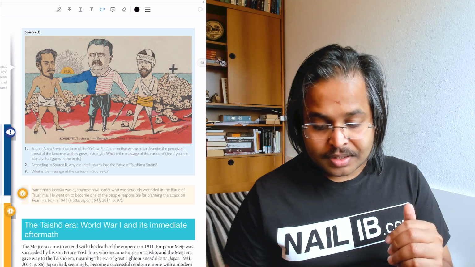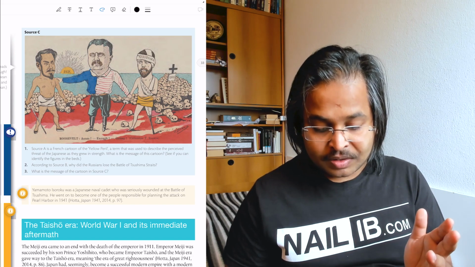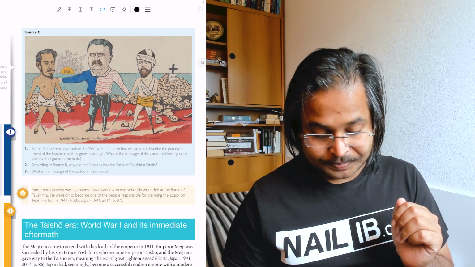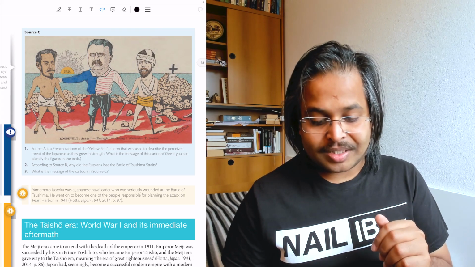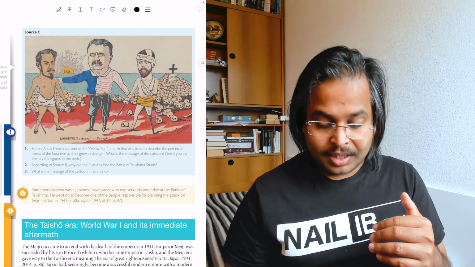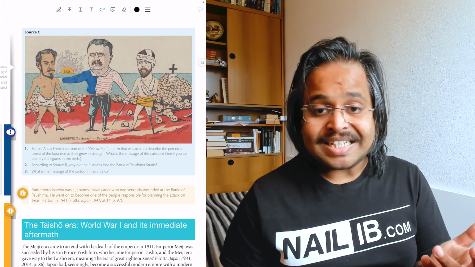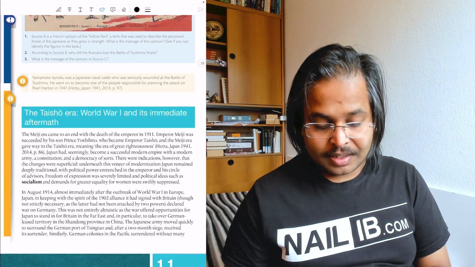It's also very interesting to look at them from the perspective of the fact that this is in fact a French cartoon which is being published in such a way. So you are expected to of course write about the message of the cartoon, and you are expected to write about the key details which are present in this cartoon.